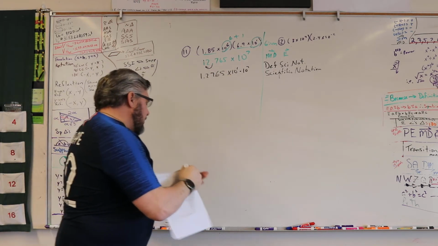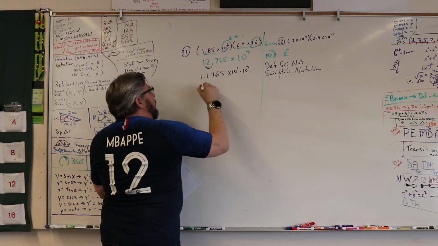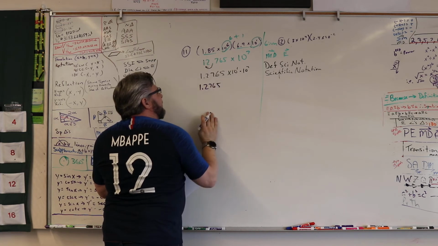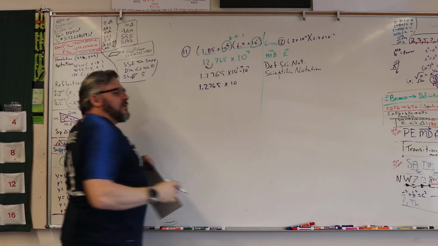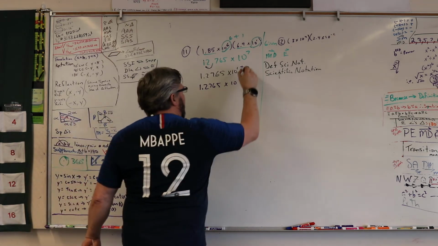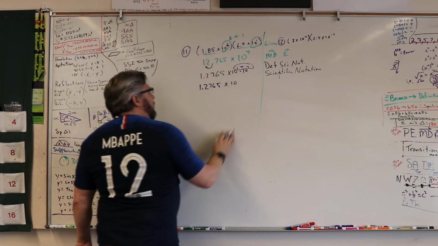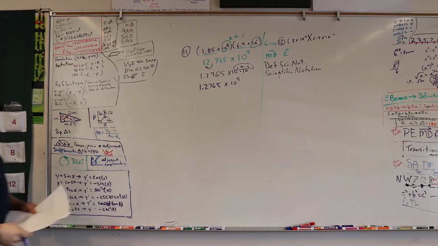Now, what's the definition that we're going on to next? So we got 1.2765 times 10. And what do we do when we multiply two powers with the same base? What do we do to the exponents? Add. What's 1 plus 7? 8. Okay? Now this is tough.